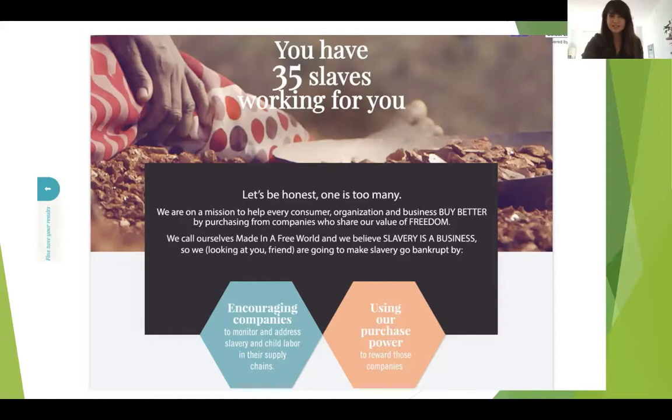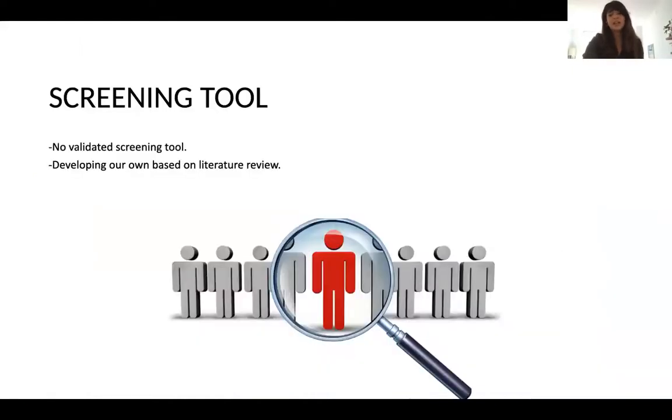So we wanted to create a screening tool, and in all our research and reading, we found different screening tools, but none of them were validated. They're all invalidated screening tools. And I think a part of the reason is that human trafficking looks so different in different parts of the world and in different parts of the country.